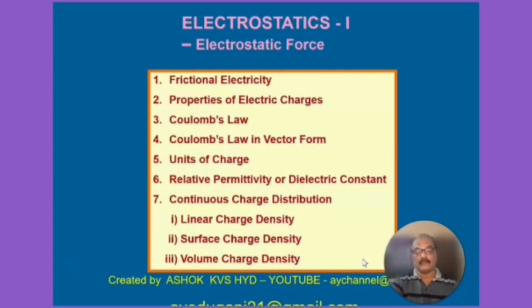From these topics, one question definitely comes on frictional electricity or properties of charge. One problem may come in NEET or 12th class on Coulomb's law. Generally it will come. Or one objective type question based on relative permittivity, dielectric constant. If you thoroughly prepare these concepts, at least 2 to 3 marks you may expect in your NEET 2026.